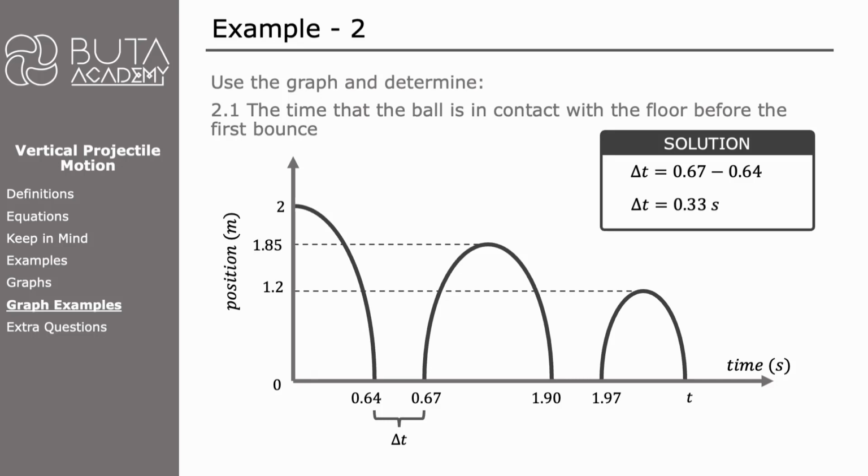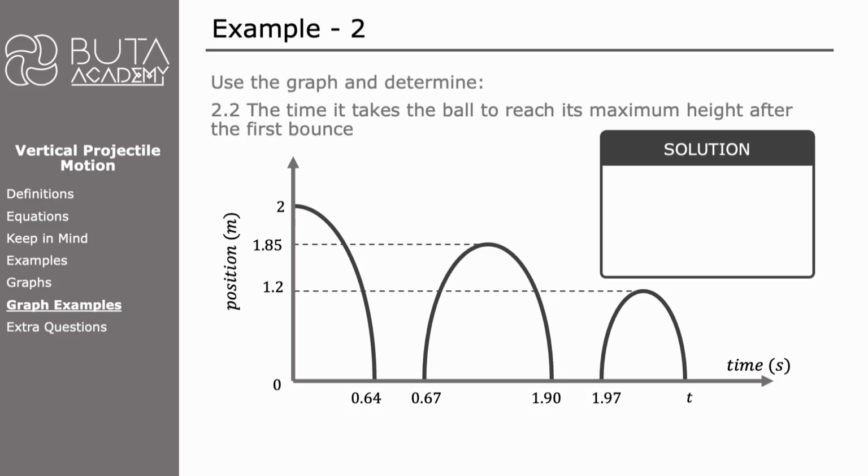In the second part of the question, it is asking to determine the time it takes the ball to reach its maximum height after the first bounce. As it was mentioned in the previous part, the ball bounces off the floor for the first time at time t equal to 0.67 seconds. It moves upwards and hits the floor again at time equal to 1.90 seconds.